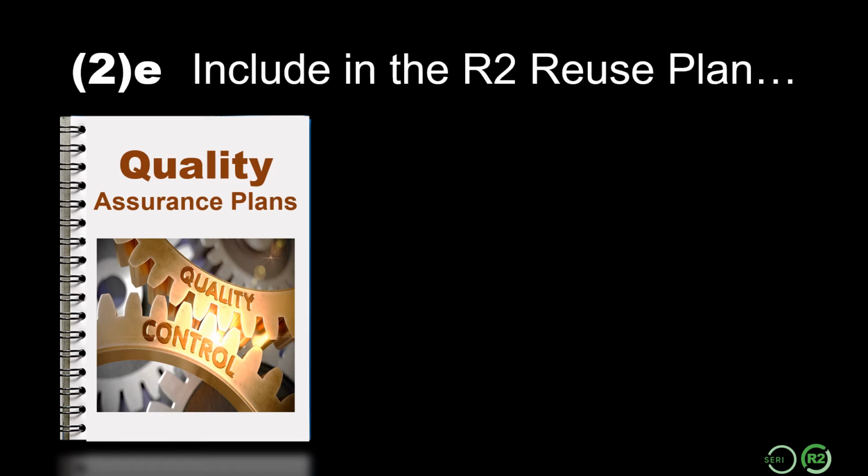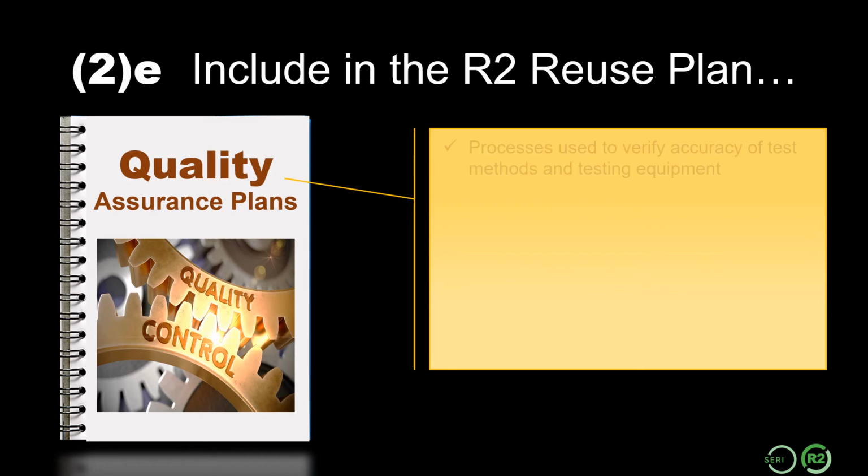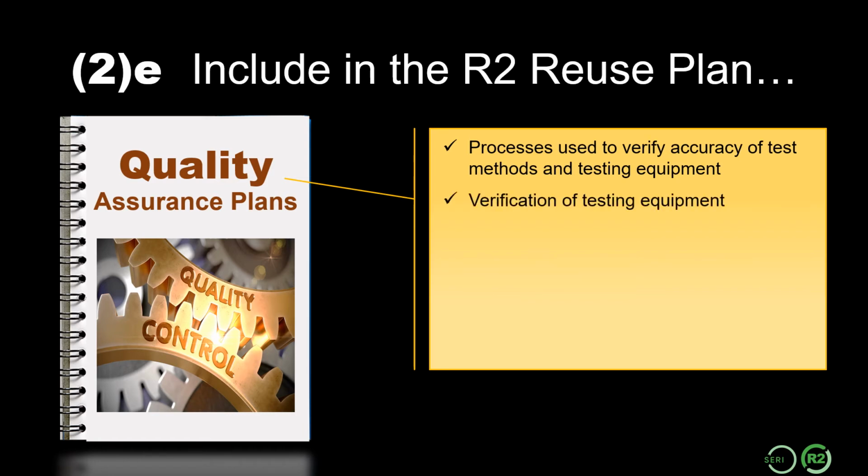The R2 reuse plan must also include quality assurance plans to assess effectiveness of the testing process. These plans detail the processes used to verify the accuracy of test methods and testing equipment. Verification processes can range from sampling and manual verification of tested products to audits of the testing activities to ensure processes are being followed. In addition, the facility must include verification of testing equipment to ensure it's properly configured and being maintained in accordance with preventive maintenance schedules and with software updates.